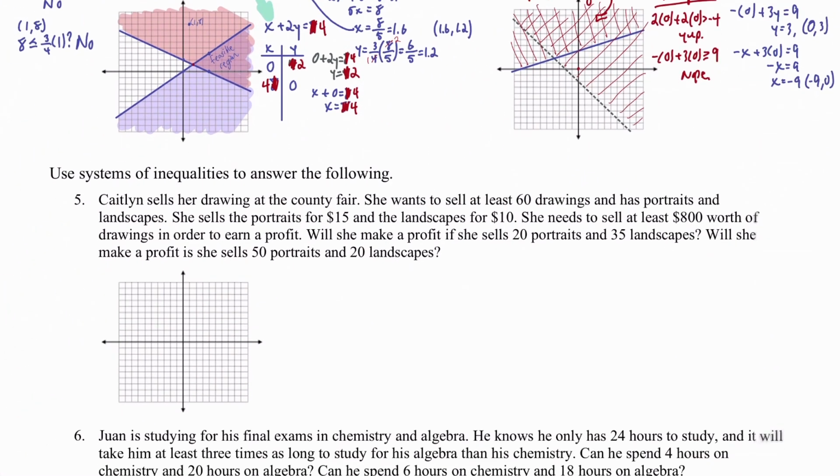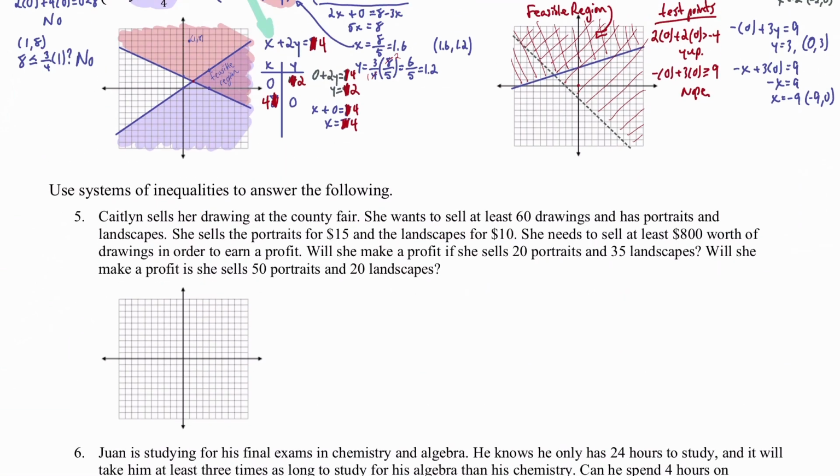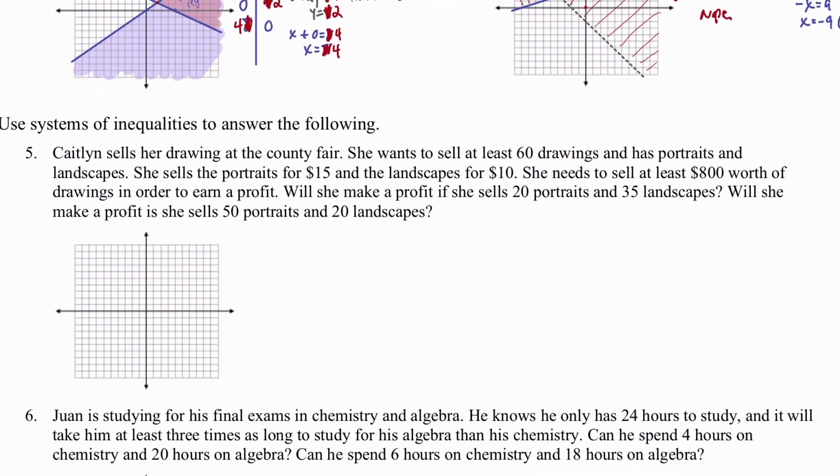Okay, so we have two application problems. Use systems of inequalities to answer the following. Caitlin sells her drawings at the county fair. She wants to sell at least 60 drawings and has portraits and landscapes. She sells the portraits for $15 and landscapes for $10. She needs to sell at least $800 worth of drawings in order to earn a profit. Will she make a profit if she sells 20 portraits and 35 landscapes? Will she make a profit if she sells 50 portraits and 20 landscapes?